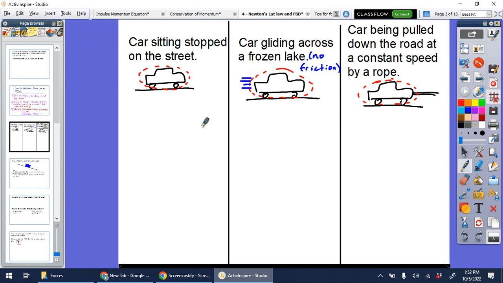Let me make sure this is on a pen. Yes, this is on the pen. Can I call on some people to go up and do some of these answers?